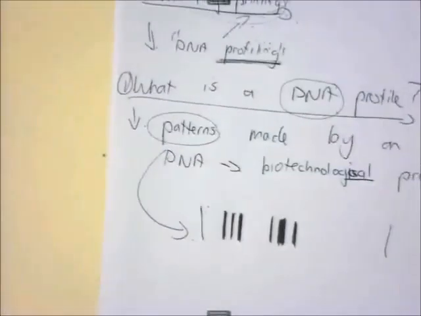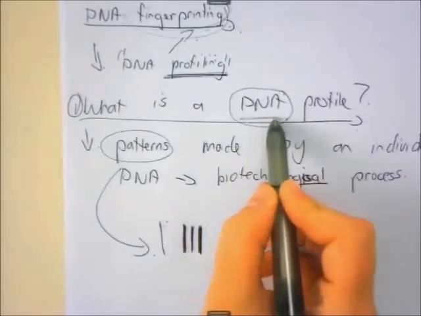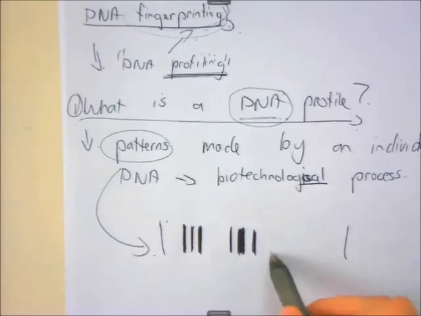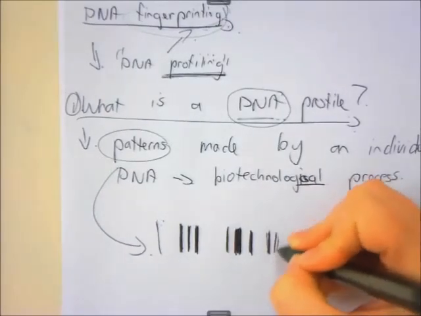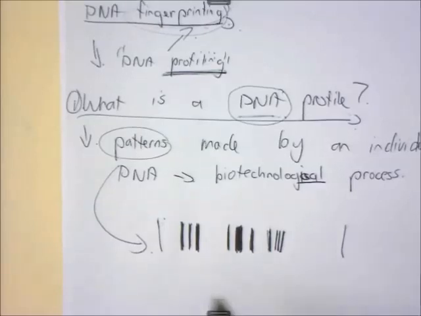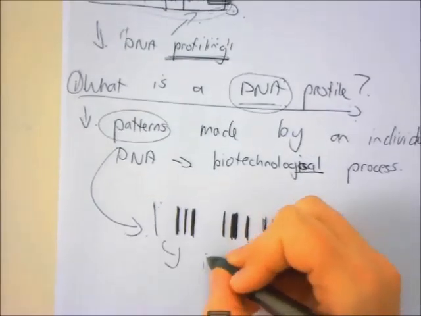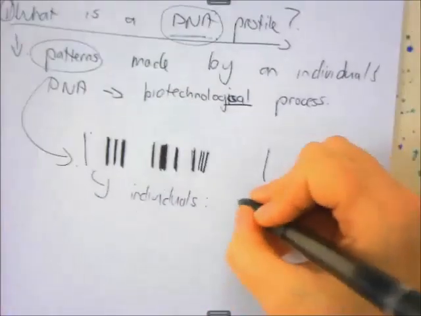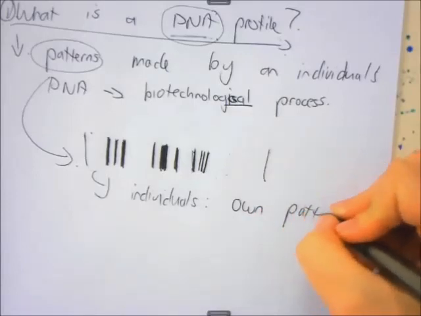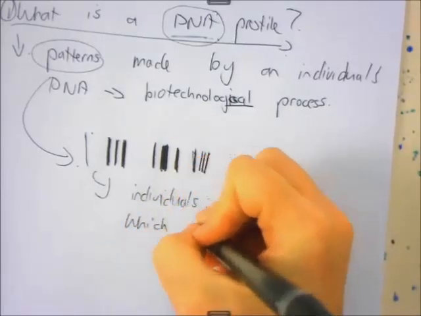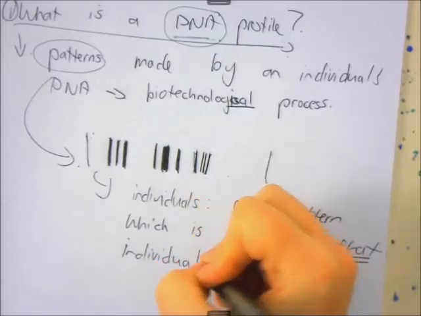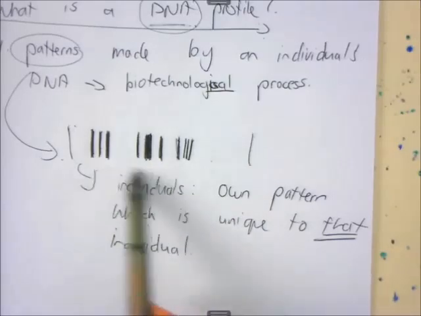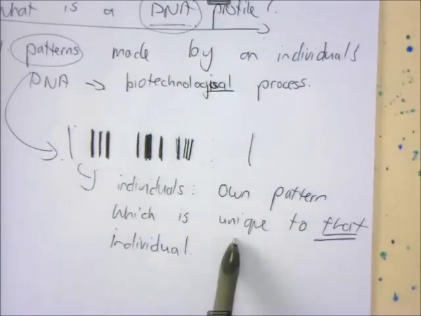Okay, so a DNA profile is taking the DNA of an individual, pushing it through using biotechnology in this process, and getting set patterns of what a person's DNA looks like. These are very specific to individuals. Individuals have their own pattern, which is unique to them. So your DNA, like your fingerprints, is specific to you. It is the thing that makes you unique genetically, okay?